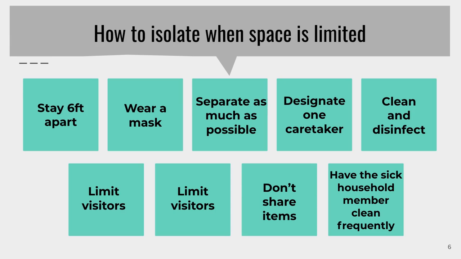Designate one caretaker for the person with COVID-19, and the caregiver should be someone who is not at higher risk for severe illness. The caregiver should clean where the sick person has been, including all of their laundry. The caregiver should minimize contact with other people in the household, especially those who are at higher risk for severe illness. Ideally, have a caregiver for the person who is sick, and then a different caregiver for other household members.